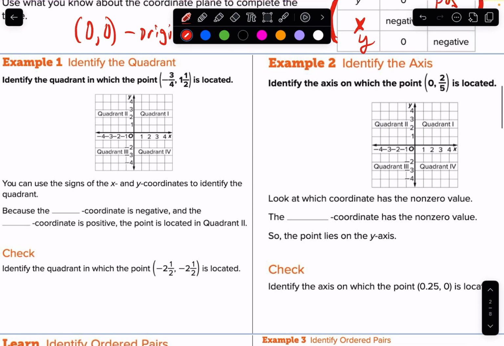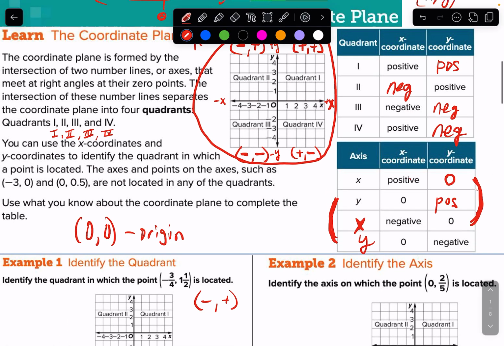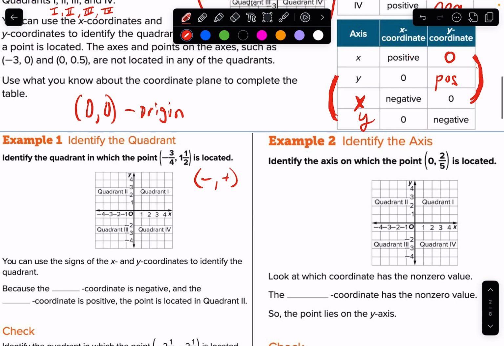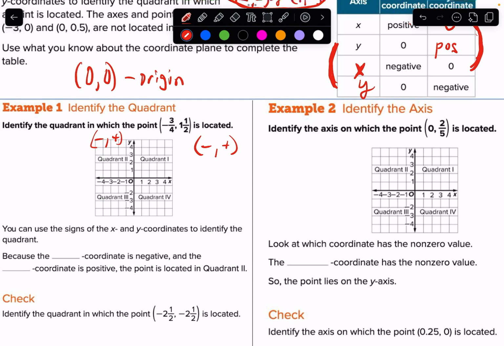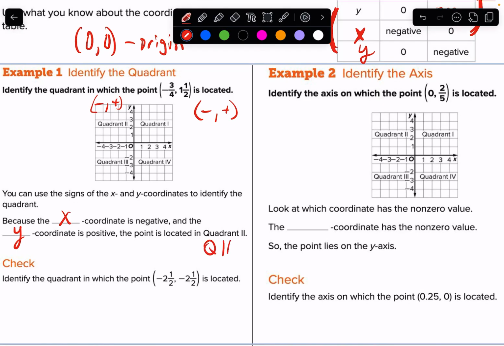Okay, all the stuff you need to know. Now, example 1, identify the quadrant. Identify the quadrant in which the point -3/4, comma 1 and 1/2 is located. So we have a negative and we have a positive. If we go back to our chart, where's negative positive? That's up in quadrant 2. So you can use the signs of the x and y coordinates to identify the quadrant. Because the x coordinate is negative and the y coordinate is positive, we know that it's in quadrant 2. So we could put Q2. And that's where we are.